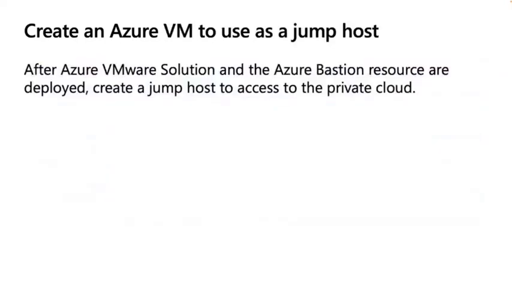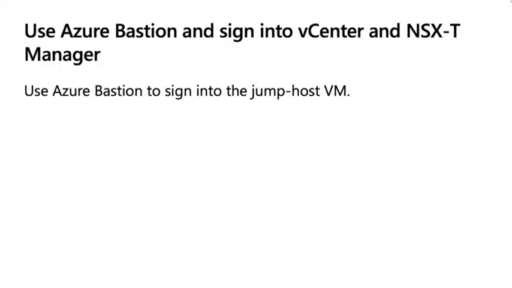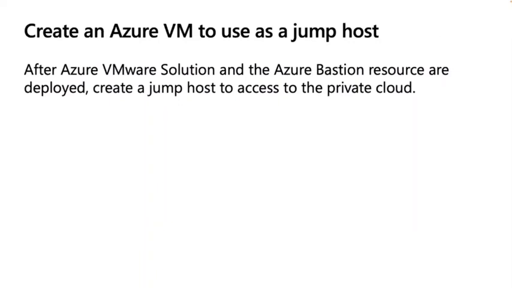And then in Azure, you create a jump host. I had already created one, just a basic Windows server. So that's what you use to connect to vCenter, and use Bastion to connect to that host. So again, I can show using Bastion to connect to the jump host, connecting to vCenter.